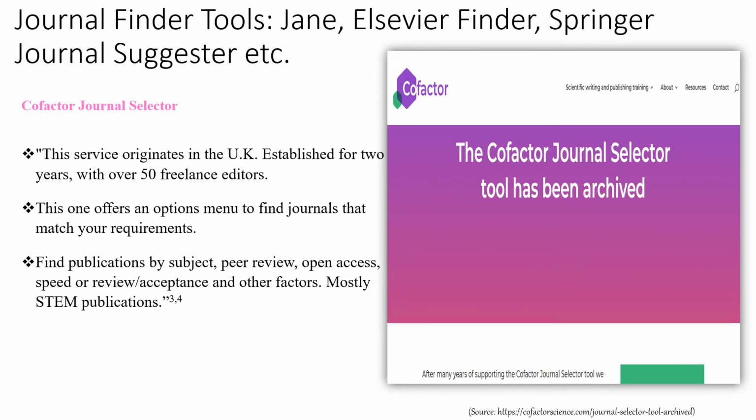Next is the Cofactor Journal Selector. This service originated in the UK, established for 2 years with over 50 freelance editors. This one offers an option menu to find the journal that matches your requirement, and finds the publication by subject, peer review, open access, speed of review, acceptance, and other factors. Mostly used by STEM publications.